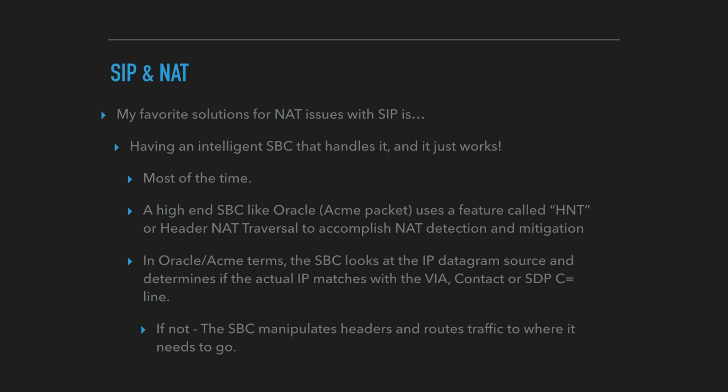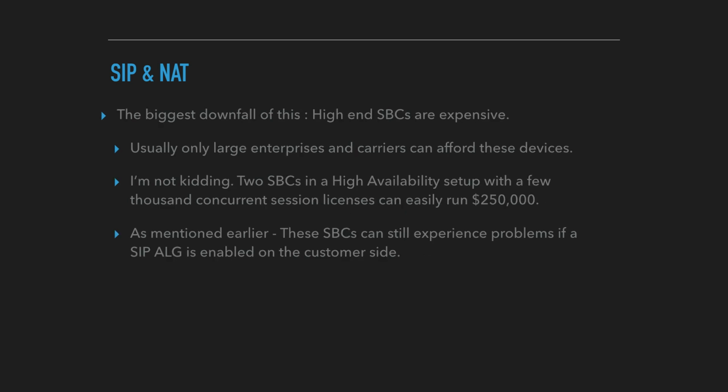High-end SBCs like Oracle or Acme Packet use a feature called HNT, or header NAT traversal, to accomplish NAT detection and mitigation. In Oracle and Acme terms, the SBC looks at the IP datagram source and determines the actual IP, if it matches the Via, Contact, or SDP C= line. If it does not, the SBC manipulates headers and routes traffic to where it needs to go. And honestly, it works fantastic. I absolutely love the Oracle product line.